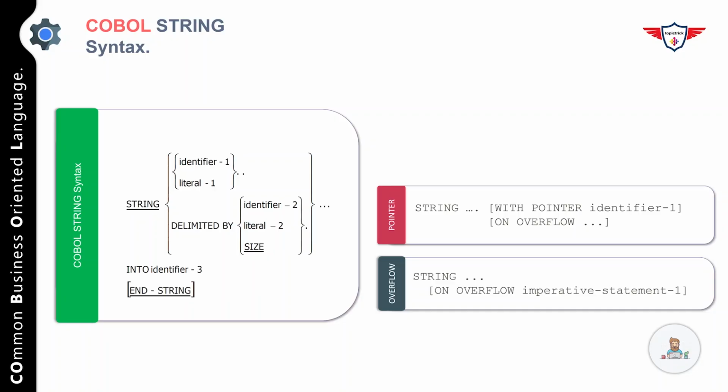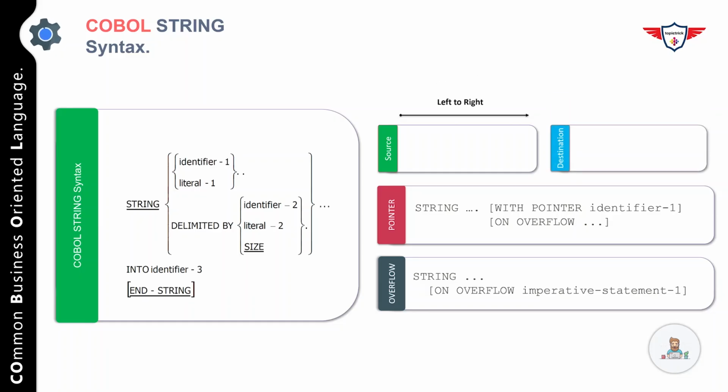The POINTER option is used to count the number of characters that have actually moved in a STRING statement. To specify the POINTER option, you simply use the WITH POINTER keyword followed by an identifier. This identifier will specify the number of non-blank characters moved to the receiving field if it is initialized at 1. The next one is the OVERFLOW option, and it is used to specify the operation to be performed if the receiving field is not large enough to accommodate the result. So this is a case of truncation.